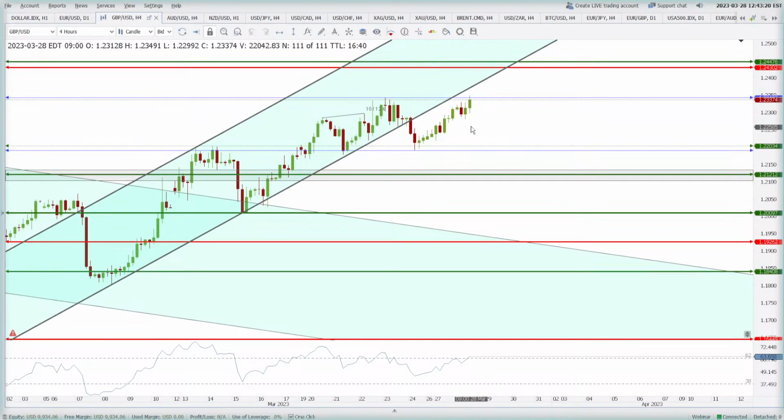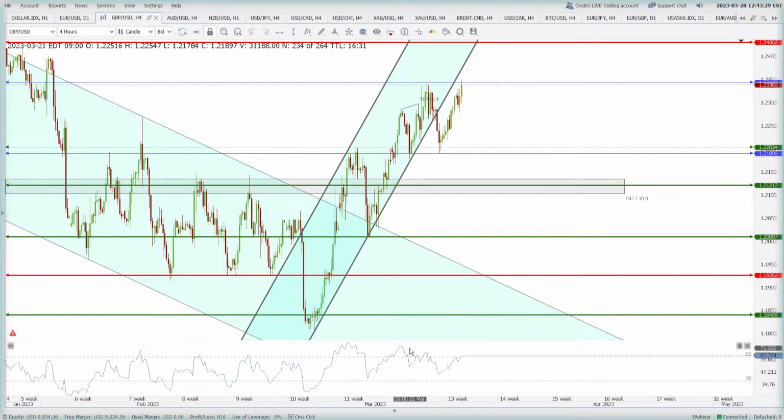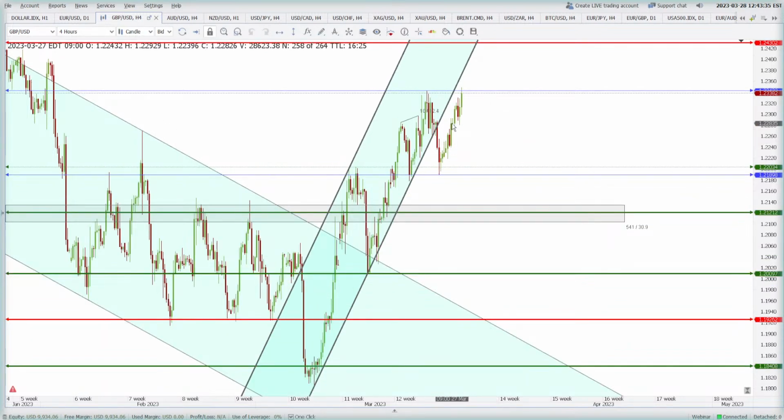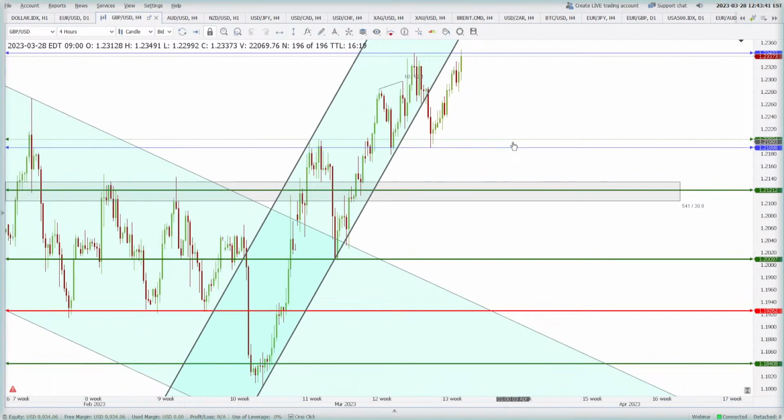So the price has even made a higher high than the previous high, but you see here the price failed to make a higher high on the RSI. Now this is a bearish divergence. This is a continuous bearish divergence. Now this shows that the price may not be able to extend the gains from here. Okay, so this means there is a possibility that the price will fall from here.